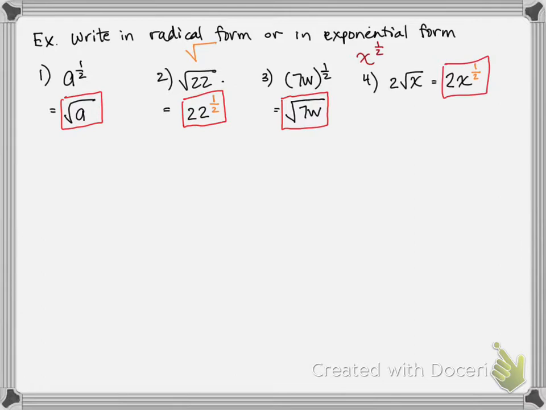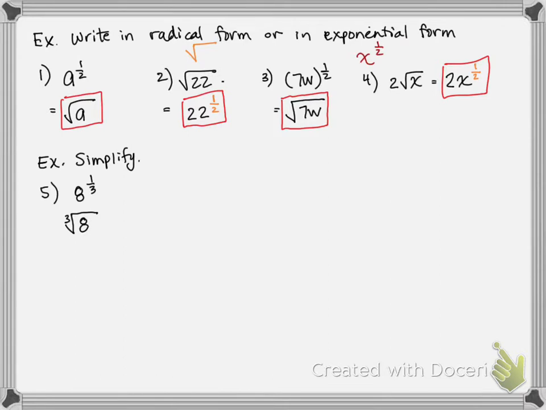Okay, now we have another set of directions, and we'll be done. And the directions are going to say simplify it. That means do all the math that you can do until there's no more math to be done. So we've got number 5, we have 8 to the 1/3 power. Okay, so first thing I'm going to do is I'm going to write this in radical form.